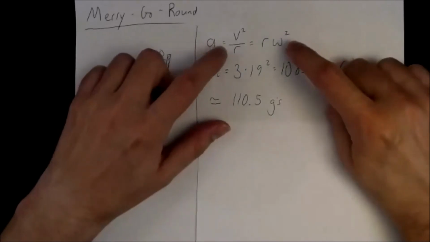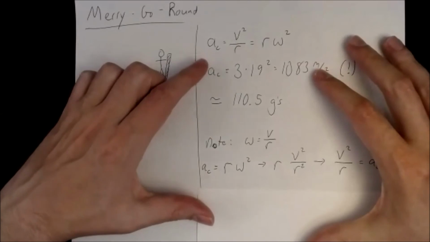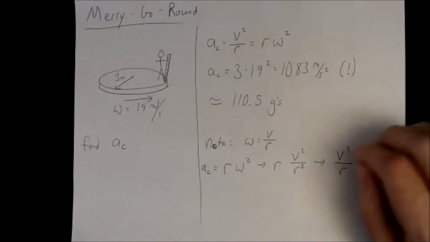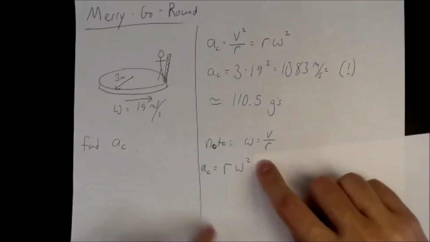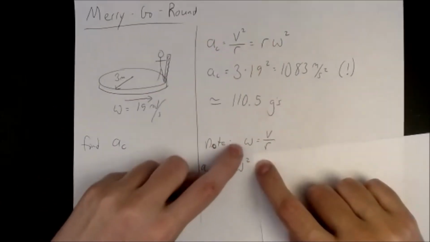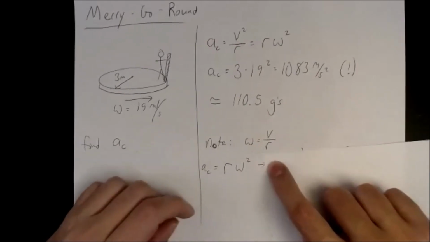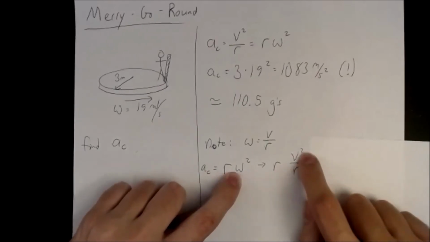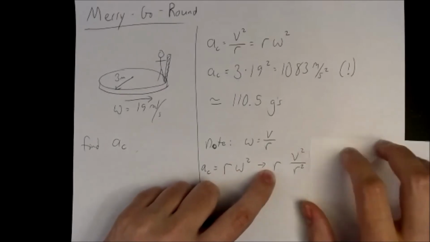I want to talk about this equation up here very briefly. I just want to show that these are all correctly equal to each other. And so actually I'll start with this. I can start with centripetal acceleration is equal to r omega squared. And then I can say, oh yeah, omega is equal to v over r. So I'm going to replace omega with v over r. And so I keep the r. I've got omega squared, which becomes v squared over r squared. I get to get rid of an r there.